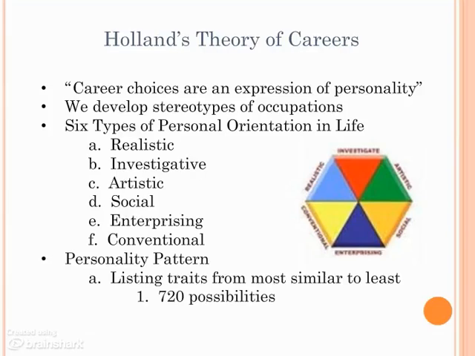And then we have 6 types of personal orientations in life. These 6 types are realistic, investigative, artistic, social, enterprising, and conventional. So these are different kinds of orientations in life, and they make up the different things that we do, our personality types, and develop a personality pattern. So listing traits from most similar to least, obviously there are some that we are most similar to and some that we are least similar to. And there are 720 different possibilities.